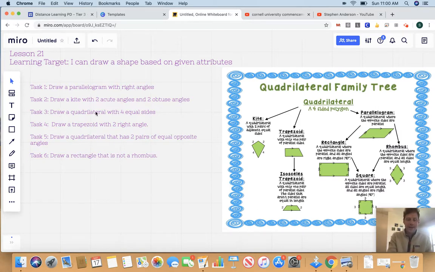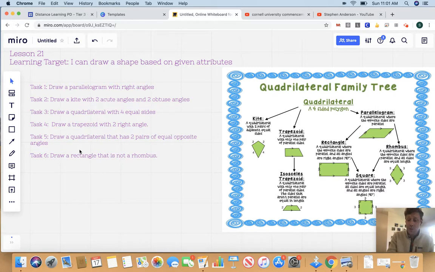So your problem set has 6 task cards, and if we were in class right now, I would hand you out a random set of task cards, and you would have to follow the directions on them to draw your four-sided shape. But I'm giving those task cards to you in this video lesson. So for the first box, you must draw a parallelogram with right angles. In the second box, you'll draw a kite with 2 acute angles and 2 obtuse angles, and so on and so forth. You'll just go right through these task cards.